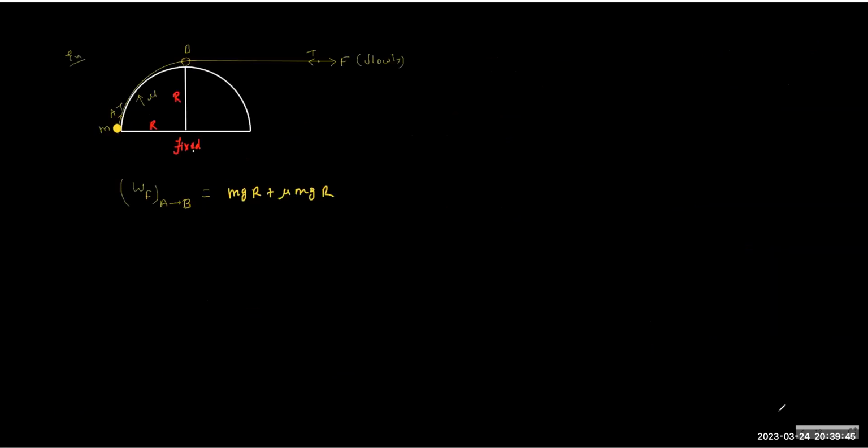Your answer is very interesting: mgR plus mu mgR. In fact, this is a challenging problem. But if you know this theory, then it's a one-line problem. So you have to make sure you understand the difference of when to apply what, because it is easy to get confused between the two relations. So you have to create your own strategies. In this situation, I have to be careful that this will not be applied, because friction is not a constant force here.